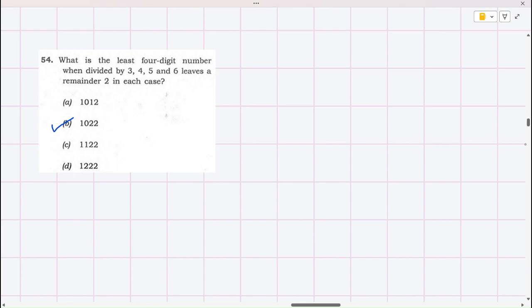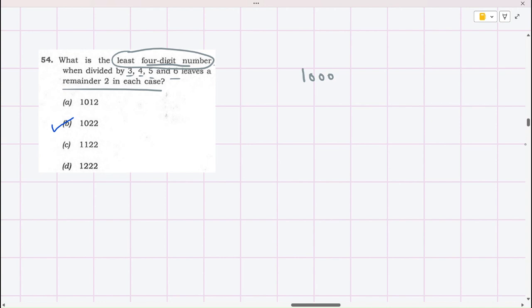Now this question says, what is the least four-digit number which when divided by 3, 4, 5 and 6 leaves the remainder 2 in each case? So first we'll write down the least four-digit number that is possible. So this is the least four-digit number that we have. Then we are saying when divided by these.